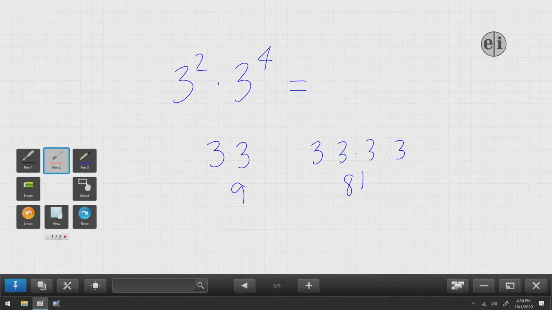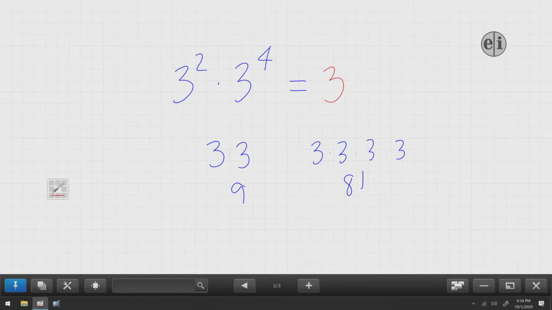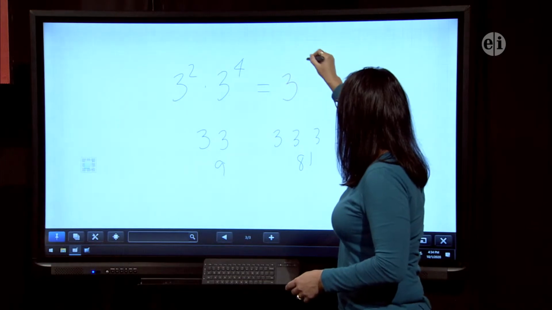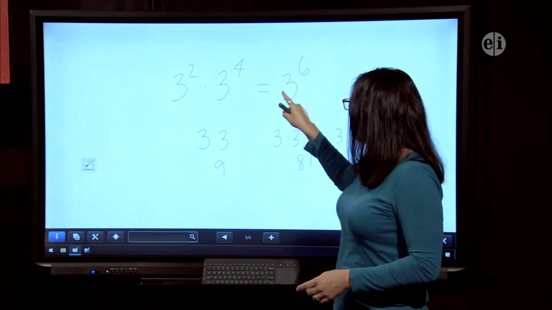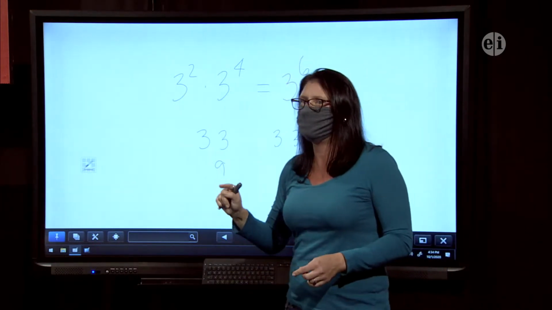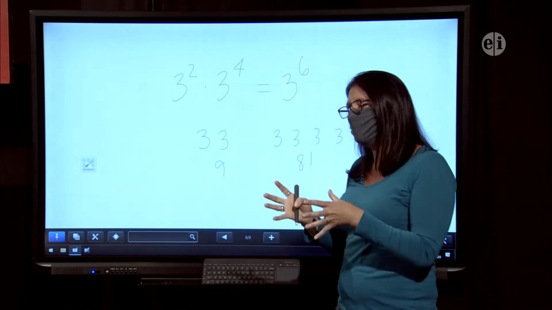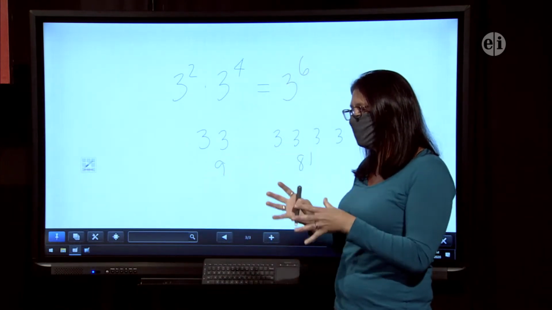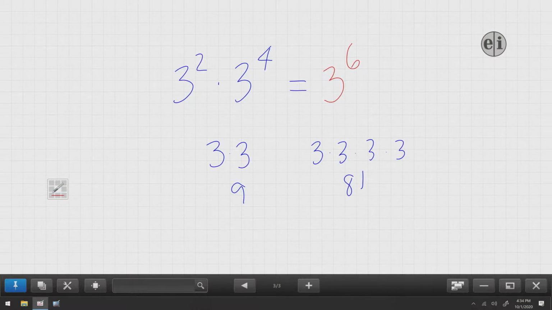Okay. So what we want to do is keep the base the same, and then count how many are there. There's 1, 2, 3, 4, 5, 6. So this means that we have 6 copies of 3 multiplied together. But if you keep in your brain that exponents just mean copies of a base multiplied together, we don't get 9 to the 8th.